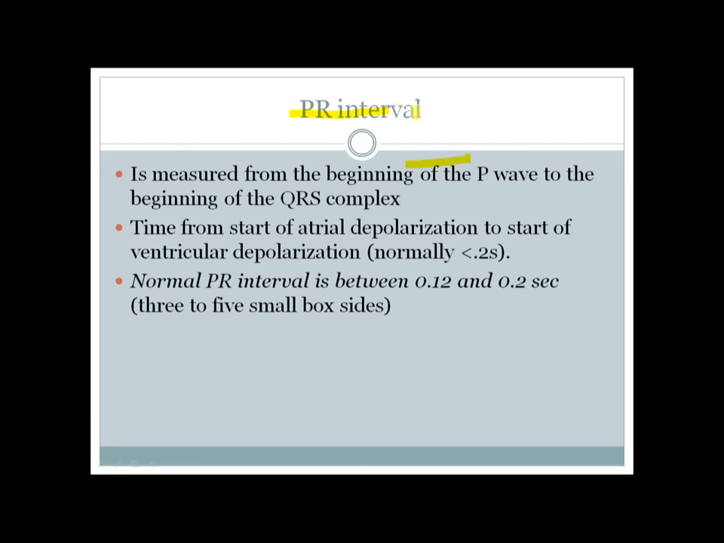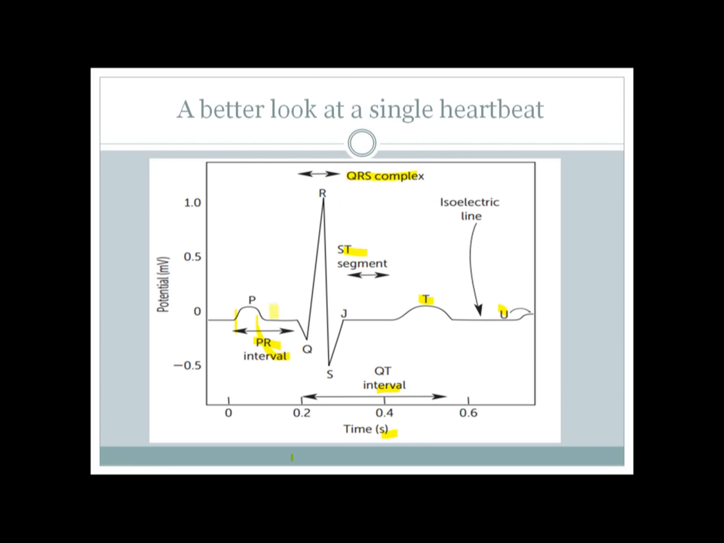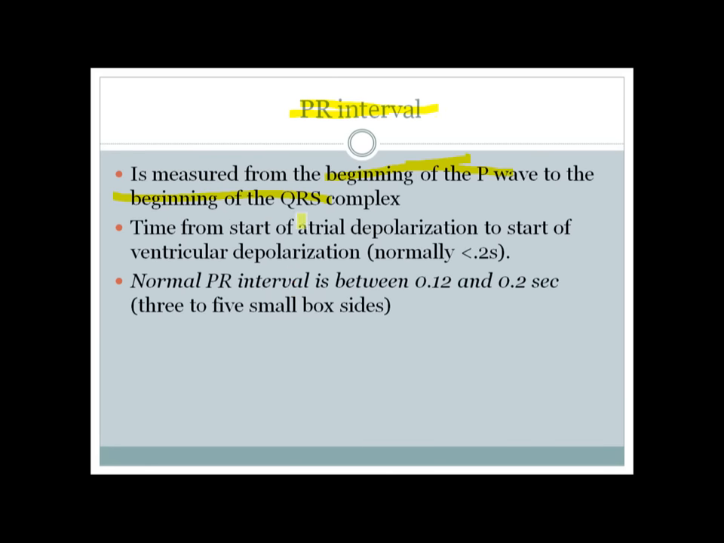So the PR interval is a very important interval, and it's measured from the beginning of the P wave to the beginning of the QRS complex. So here, as you can see from this picture, the PR interval is measured from the beginning of the P wave to the beginning of the QRS complex. So this is very important, and this is measuring the time from atrial depolarization to the start of ventricular depolarization, and normally it is between 0.12 seconds to 0.2 seconds.